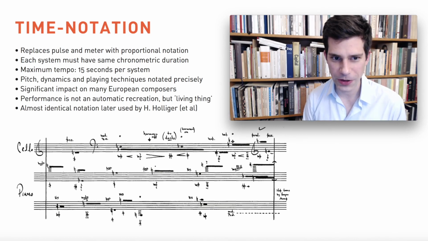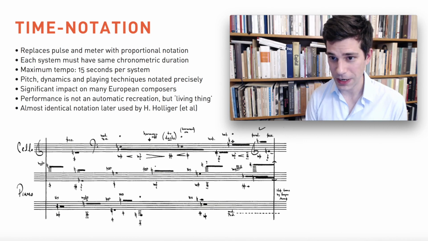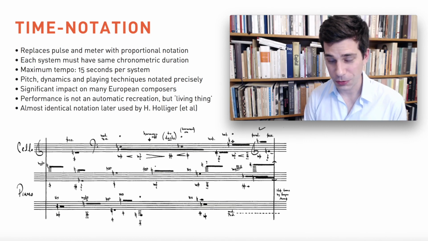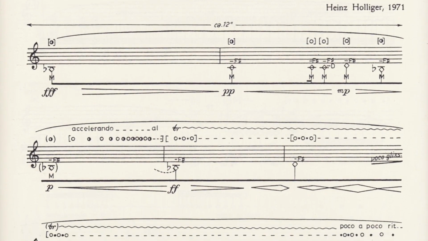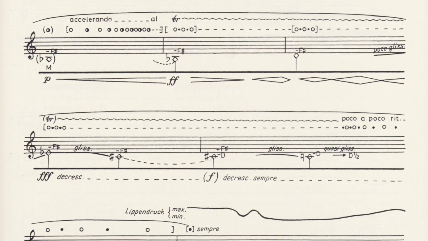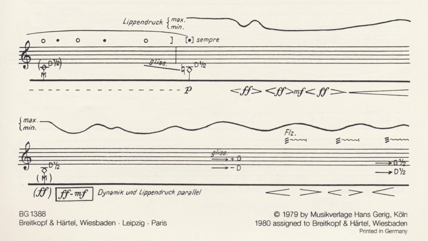This type of notation had a very significant impact on many European composers, and there are many, many examples of scores that used it subsequently, in many cases years or decades later. So, for example, the Swiss composer Heinz Holliger, in a number of pieces that he wrote in the 1970s, uses this notation almost identically. So pieces like the first string quartet, or his Studie über Merklange for solo oboe use this notation, where each system is meant to last a set amount of time, and then it's notated proportionally or graphically within that time frame.